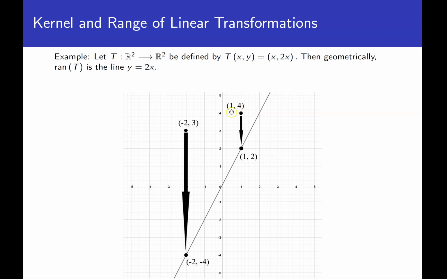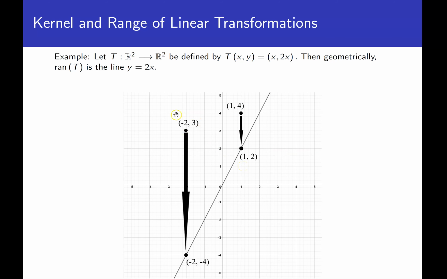Here's the point 1, 4. I get mapped to the same x coordinate. That means those 2 points have to be on the same vertical line, but instead of the y-coordinate being 4, now the y-coordinate is double the x-coordinate. So that's why it gets mapped down to 1, 2. And in particular, anything on this x equals 1 line gets mapped to the point 1, 2.